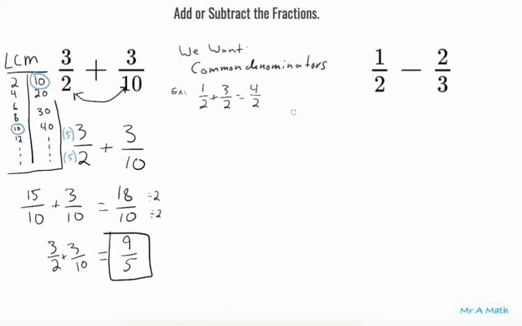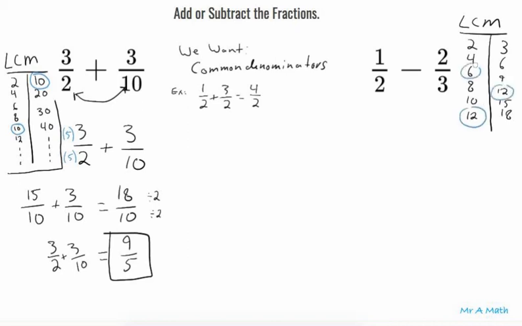Okay? And then same thing over here. We want to look at getting common denominators. So let's look at the least common multiple. Least common multiple of 2 and 3. Okay, so 2's multiples are 4, 6, 8, 10, 12. 3's are 6, 9, 12, 15, 18. And I recognize here that I have two multiples that are the same, 6 and 12.